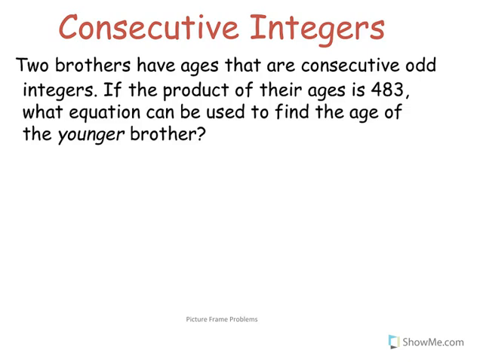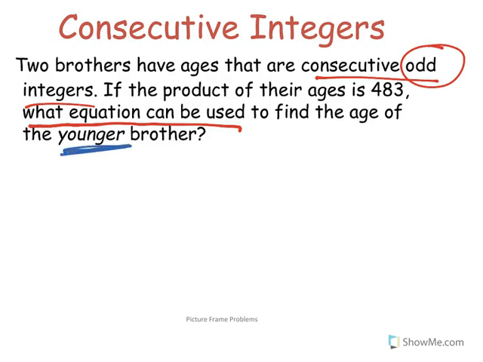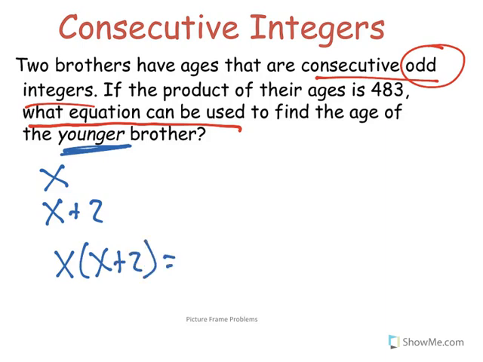All right, so this is one that's been on there a couple times as a multiple choice question. So I'm not actually going to do it out. It was a multiple choice question that says, what equation can be used? So the question says, two brothers have ages that are consecutive odd integers. If the product of their ages is 483, what can be used to find the younger? So if x is the younger, the older would be x plus 2. So what we would do is we would say x times x plus 2 is equal to 483.